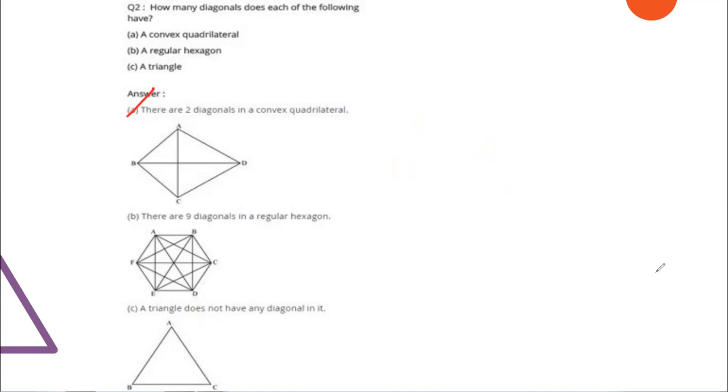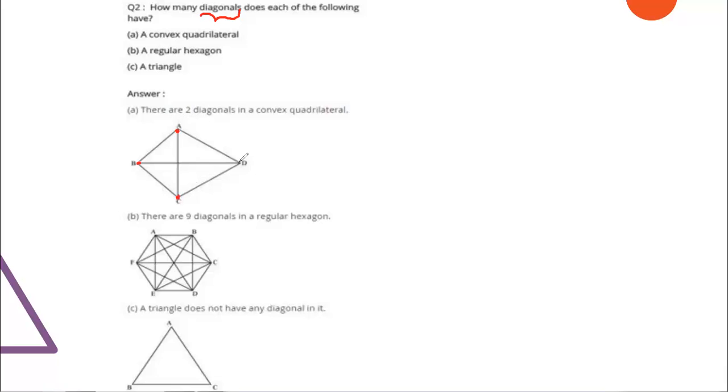So now what does the question say? How many diagonals does each of the following have? In this sense, what is a diagonal? You must be knowing it. If you know, that's quite easy. If not, I'll just say it to you now. A quadrilateral has four vertices, isn't it? Now these are the vertices which are present.